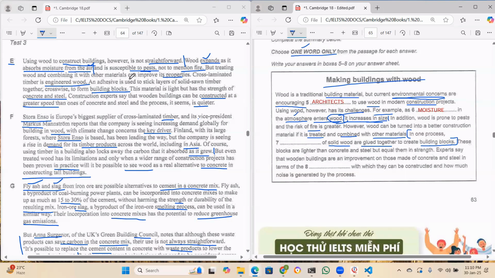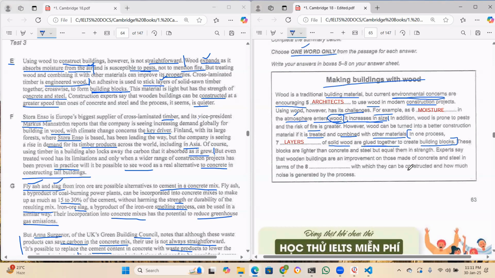So, but treating wood and combining it to other materials can improve its properties. Cross-laminated timber is engineering wood. An adhesive is used to stick layers of solid drawn timber together to form building blocks. Okay, we got here building blocks glued together means sticking, right? Used to stick the layers means gluing together. So we are getting those keywords here. So again, this sentence is paraphrased. So what is the answer, guys? Can you guess the answer? So in one process, dash of solid wood are glued together. So what is glued together? An adhesive is used to stick layers of solid timber together, glued together. So what is the seventh answer, guys? Layers, solid layers. So here we can write only one word. Okay. So in one process, layers of wood. Okay. That is taken together.